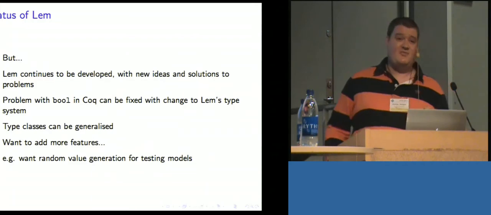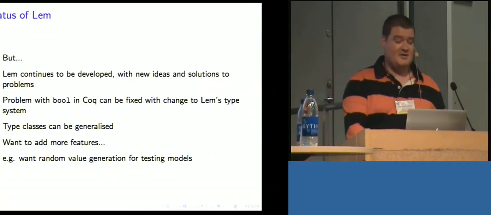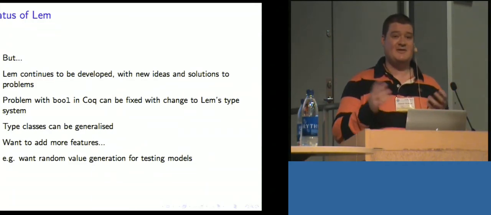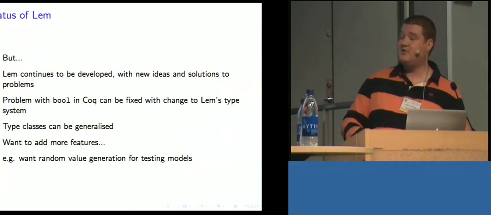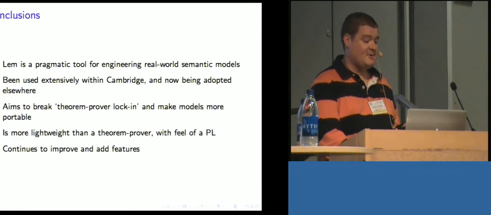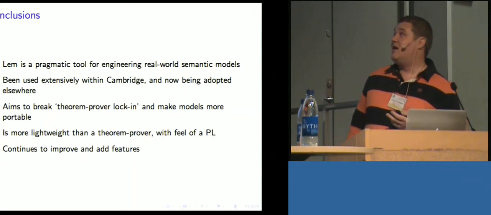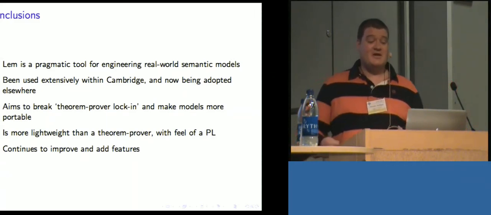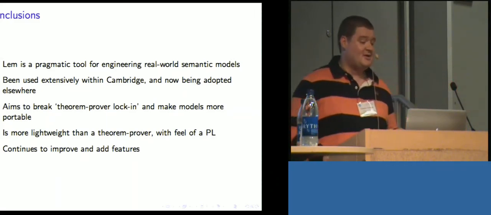And also we want to add more features, so it would be really nice if we had, say, a QuickCheck system within LEM, so we could blast a model that we'd written with random values to see what properties it had. So to conclude, LEM is a pragmatic tool for engineering real-world semantic models.